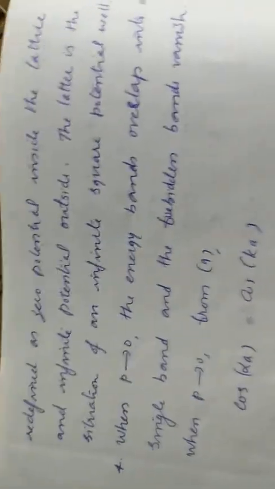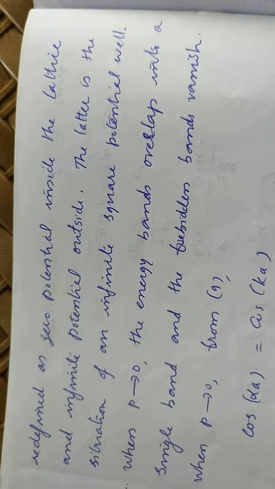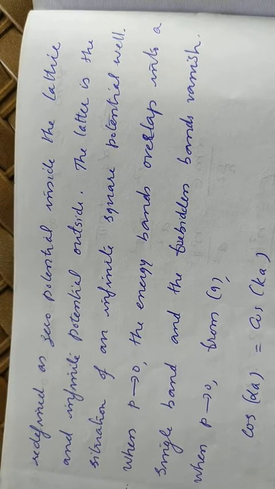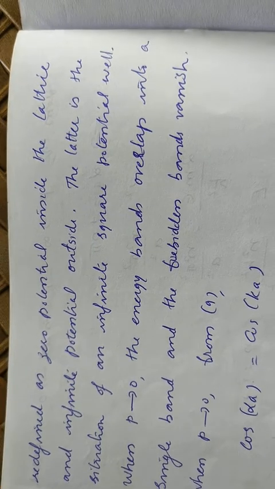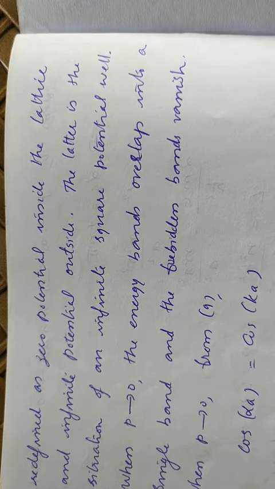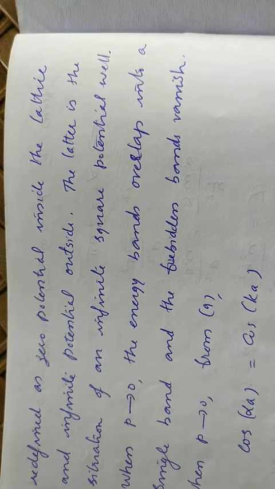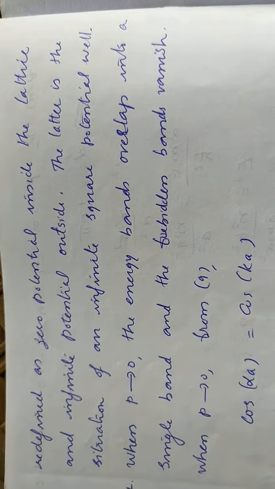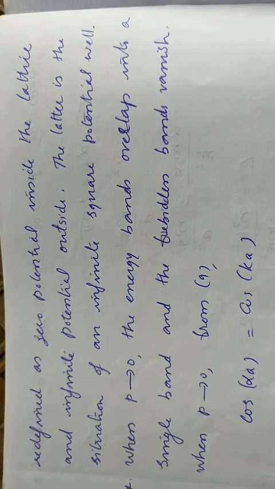By the change of the reference value, we can redefine this constant potential inside the lattice as zero potential, and an infinite potential outside. The lattice is then the situation of an infinite square well potential. So by changing the reference value, this u0 can be taken as zero potential inside and infinite potential outside. So this will be like an infinite square well potential problem.